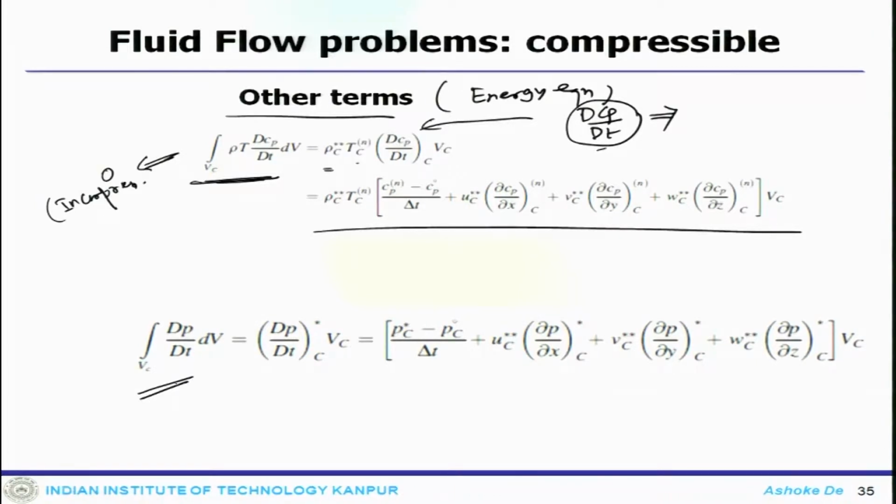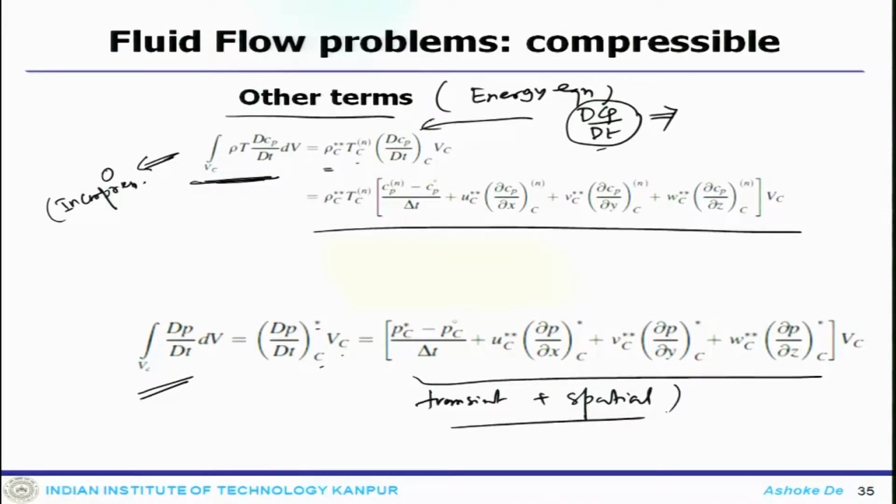Similarly, the pressure term, or the substantial derivative term, for the pressure, if you do that, this will be dP by dt star at C Vc. Again, this will retain some transient plus spatial component.